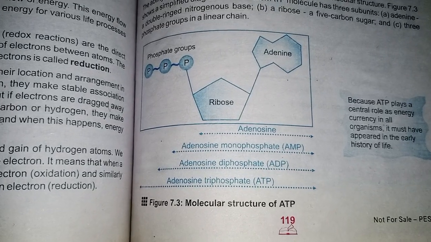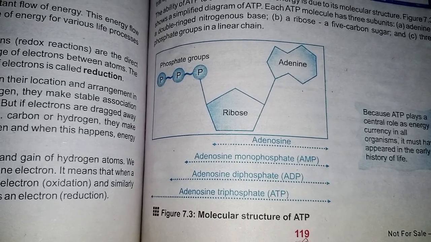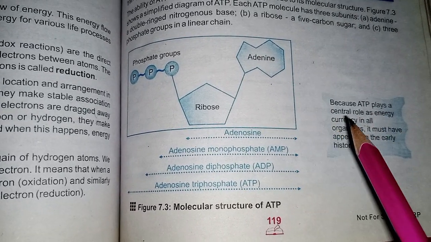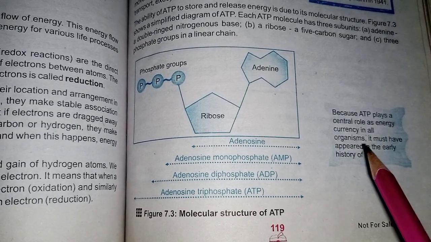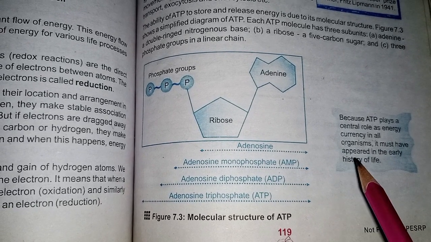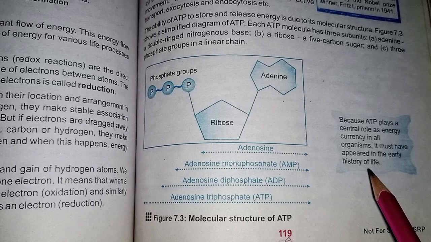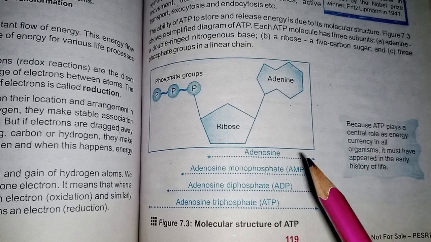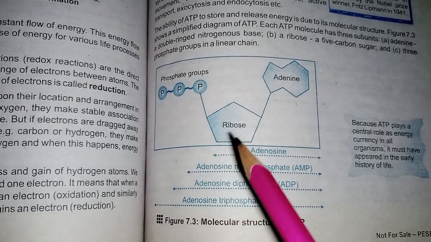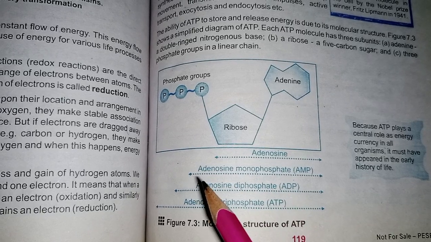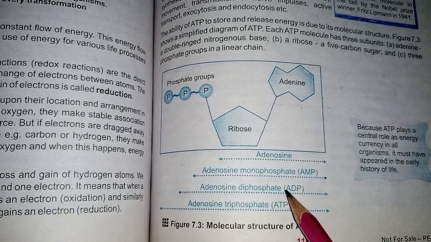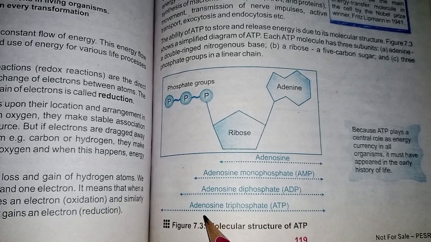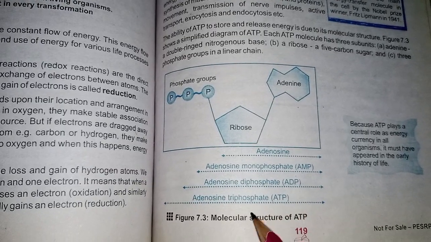So what is the main function? Why is it called the early history of the life of any organism? Because ATP played a central role as the energy currency in all organisms. It must have appeared in the early history of life. So it is called responsible for the history of life of a cell. First is adenosine monophosphate, the second is adenosine diphosphate, called ADP, and the third is adenosine triphosphate, the ATP.